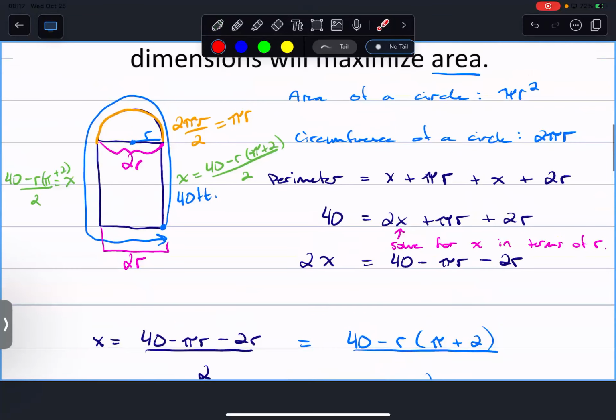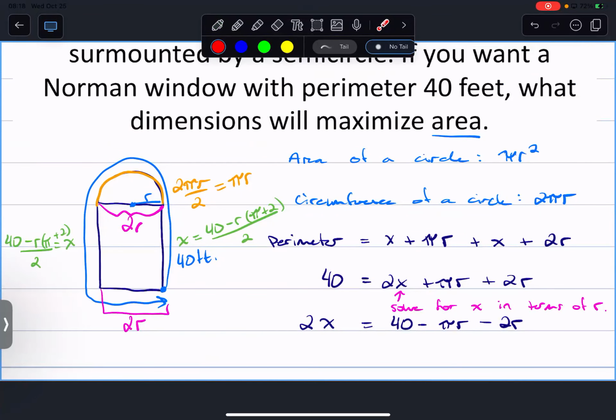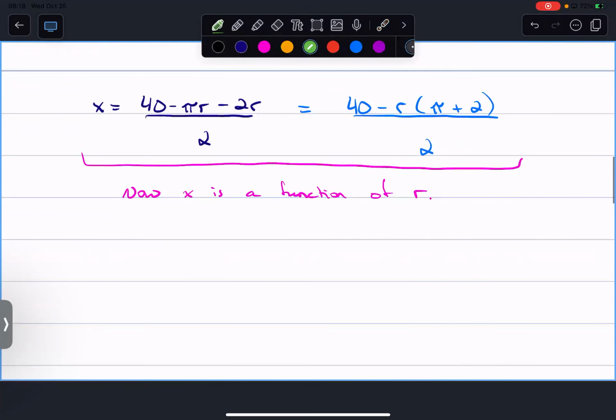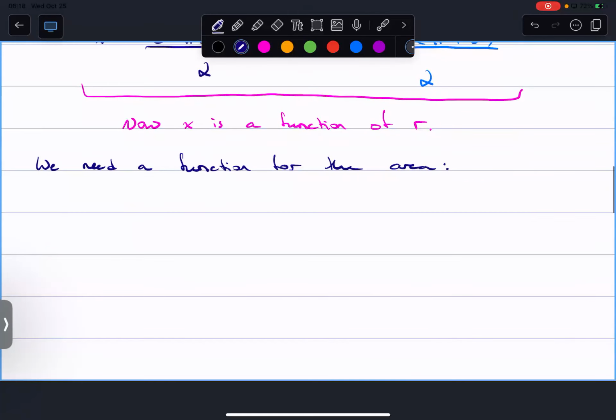What was our goal? We want to find what dimensions will maximize the area. So we need a function for the area, which we can find. I'm going to break it up into two parts. I've got the rectangle, which I can find the area of.